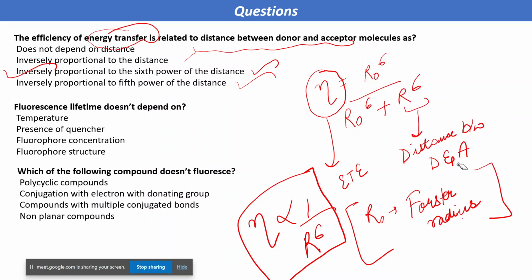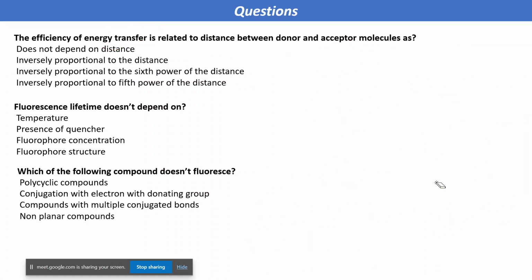Now the next question. Fluorescence lifetime does not depend on temperature, quencher, concentration of the fluorophore, or the structure of the fluorophore. So what is fluorescence lifetime? Fluorescence lifetime is how much time a molecule is in the excited state. When a molecule absorbs light, it goes to the excited state, and the time it stays in the excited state before coming back to the ground state is the fluorescence lifetime.